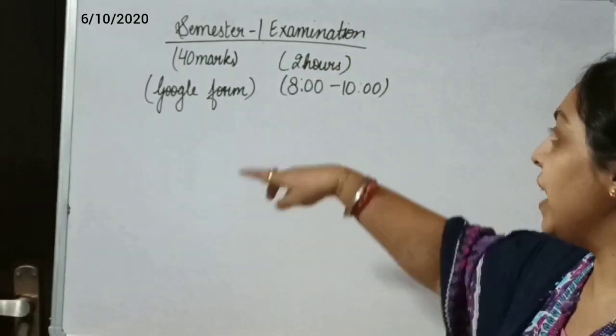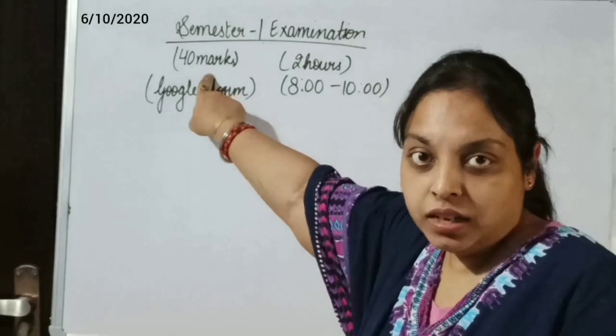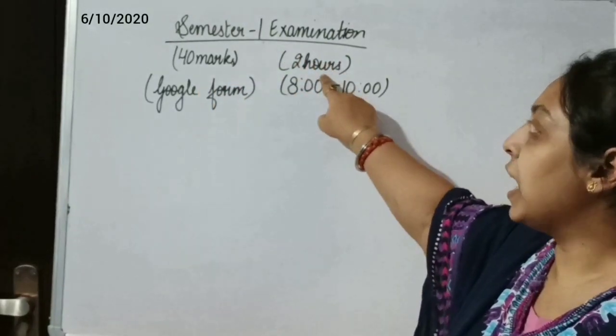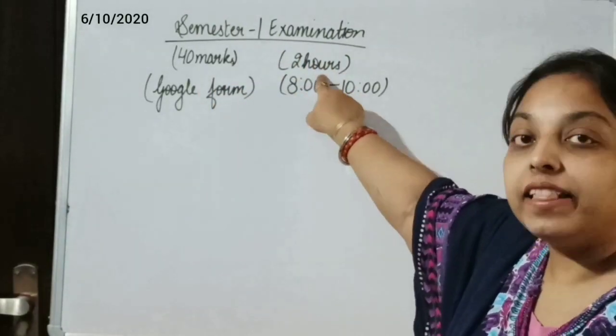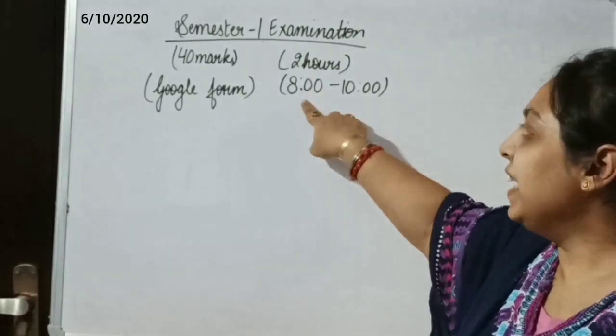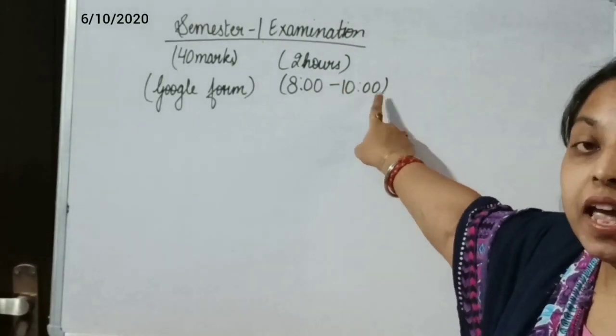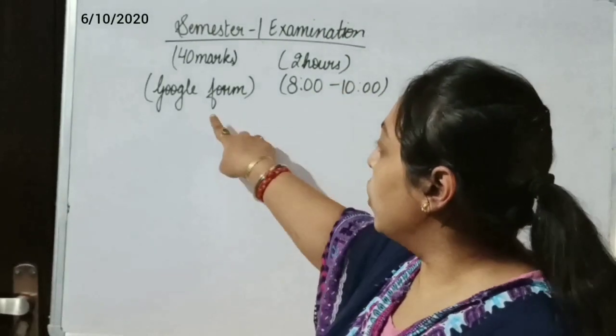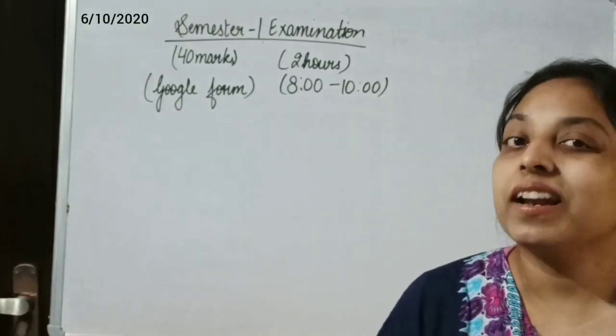The semester 1 exam will be for 40 marks and the duration will be 2 hours. The timing will be from 8 am to 10 am. And it will be in the form of Google Forms, same as your class test.